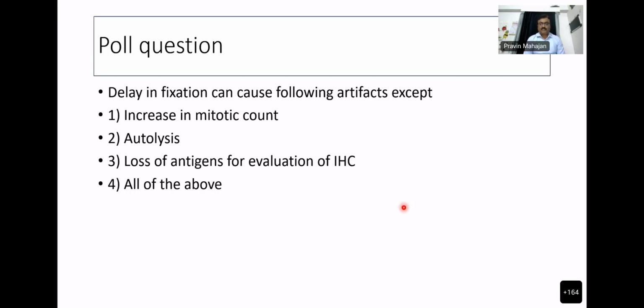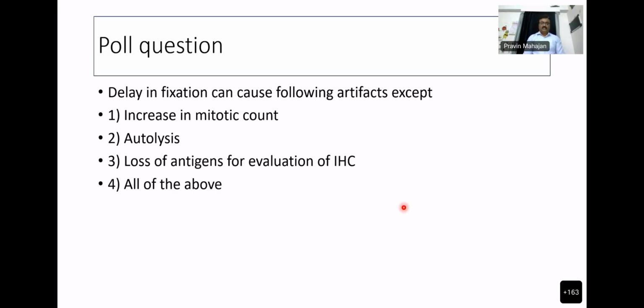Okay, I can see that most of our attendees have answered all of the above, but some of them have chosen the first option, which is an increase in mitotic count. So delay in fixation can cause autolysis, and can cause loss of antigen during evaluation of IHC, but it does not cause an increase in mitotic count. Actually, people have done studies and found that the moment you start delaying the fixation of any tissue, it actually decreases the mitotic count. It does not increase the mitotic count.